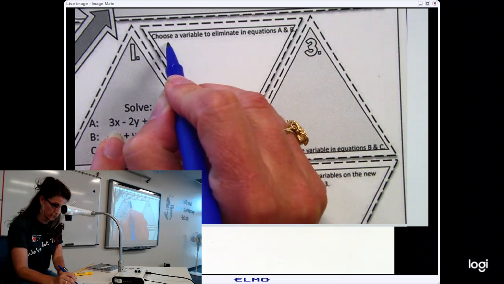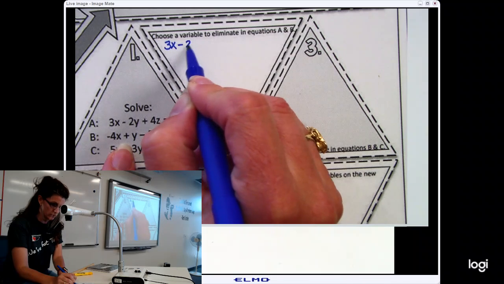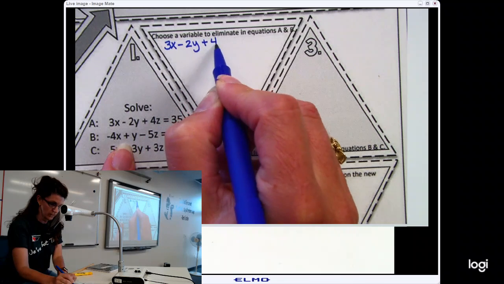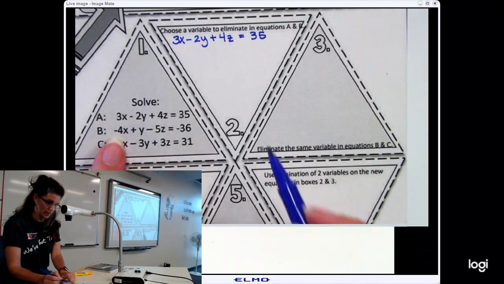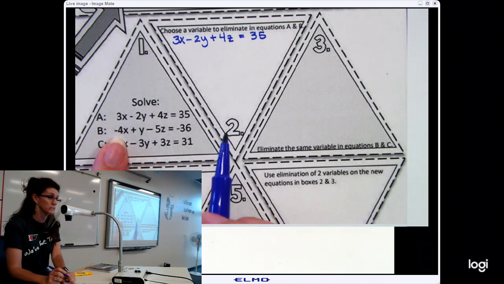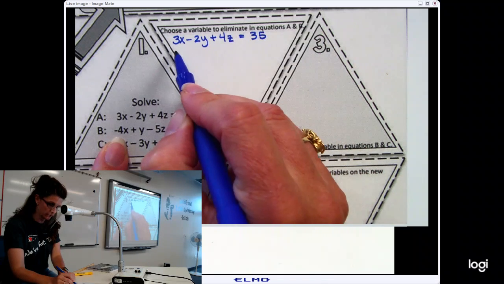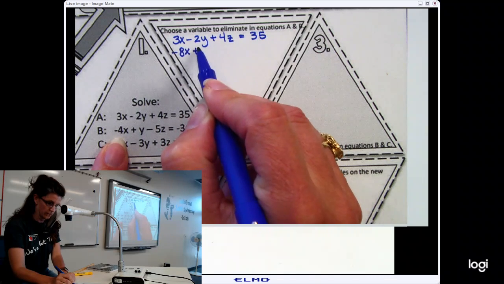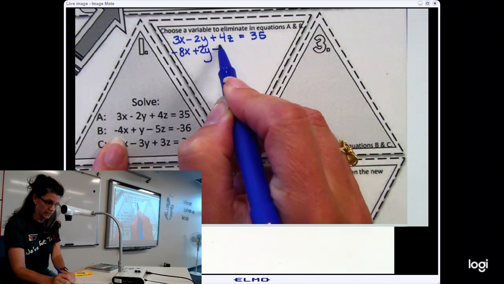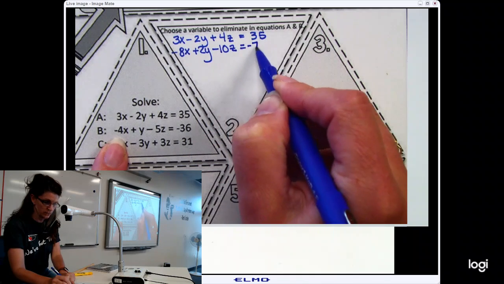So I'm going to rewrite those up here. 3x minus 2y plus 4z equals 35. And what am I going to have to do to equation B? Multiply it by 2. All right, so we've got negative 8x plus 2y.